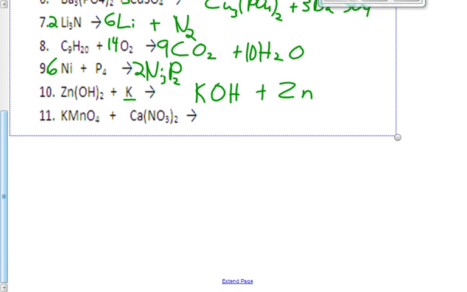There's 2 hydroxides over here. Now there are 2 on that side. That gives me 2 potassiums. Now there are 2 on this side. Okay.